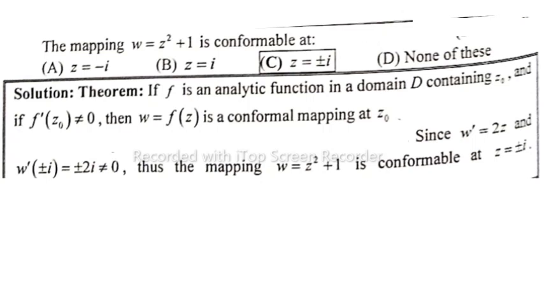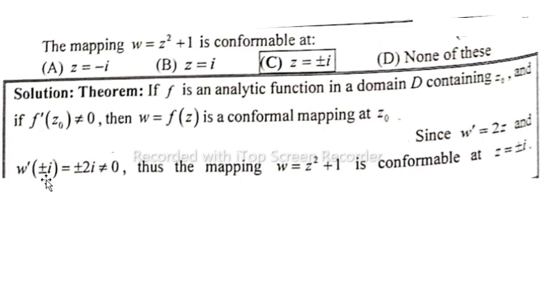In this lecture, I will solve Pakistan Public Service Commission 2020 MCQs, that is, the mapping W is equal to Z square plus 1 is conformal at. Solution: Theorem, that is, if f is an analytic function in a domain D containing Z0 and if f prime of Z0 does not equal 0, then W is equal to f of Z is a conformal mapping at Z0.